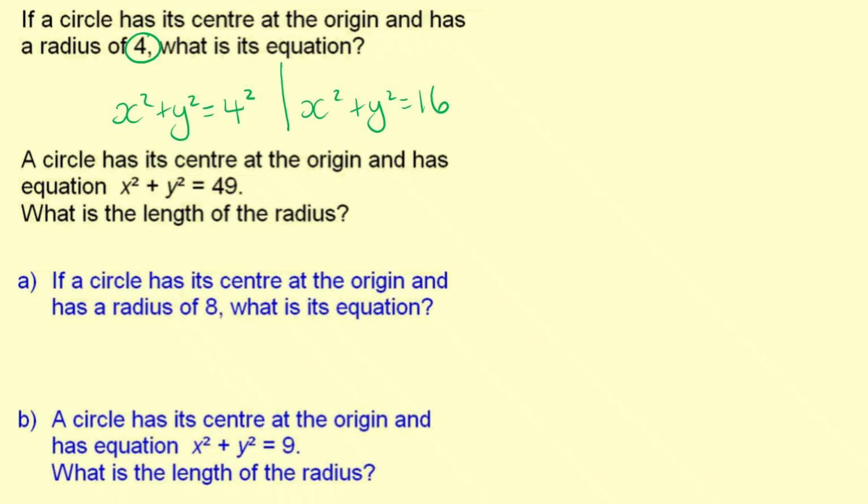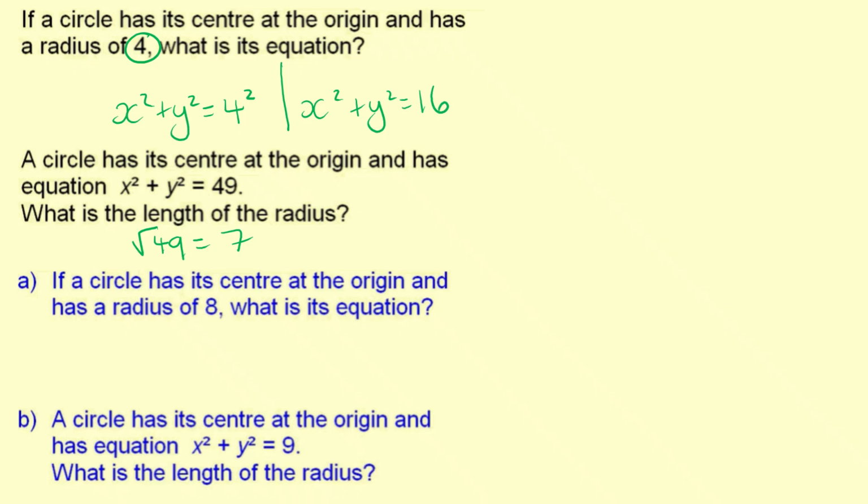The next question says a circle has its centre at the origin and equation x squared plus y squared equals 49. What is its radius? Well, we know 49 is the radius squared. So all we need to do is square root that number and the radius must be 7. And we also know the points where it cuts the x and y axes. There will be a +7 and -7.